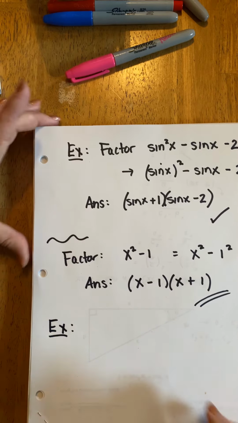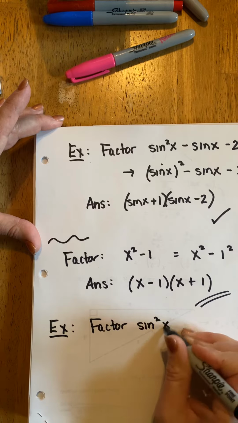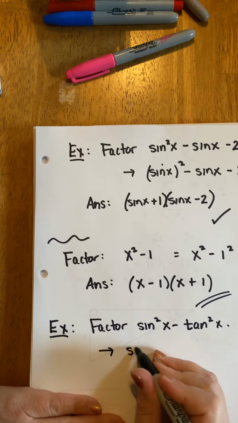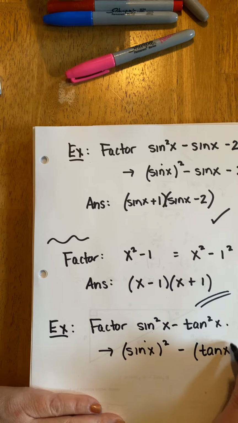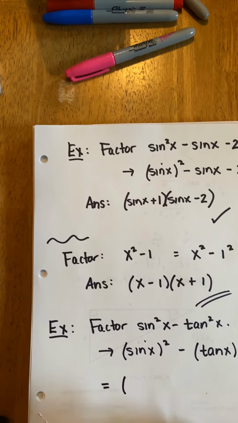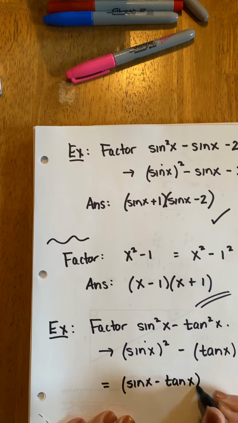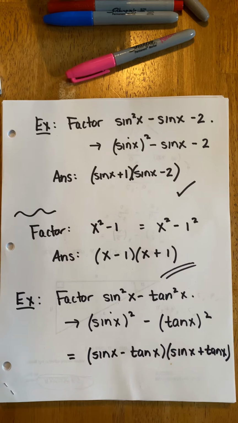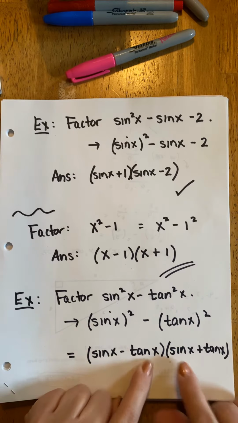So keeping that in mind, if you see something like this, factor sine squared of x minus the tangent squared of x. Notice this is just the difference of squares. It's the sine being squared, and we're subtracting the tangent being squared. So, difference of squares. The first minus the second. The first plus the second. Product of the first is the first. Product of the last is the last. The inners and the outers cancel.